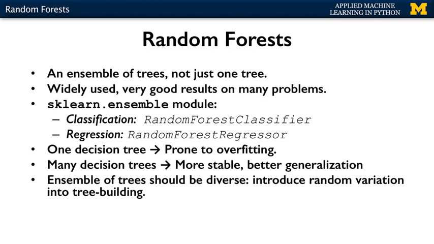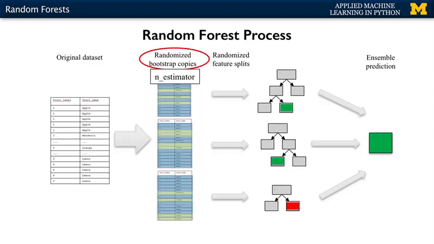Again, as the name would suggest, this difference is accomplished by introducing random variation into the process of building each decision tree. This random variation during tree building happens in two ways. First, the data used to build each tree is selected randomly. And second, the features chosen in each split test are also randomly selected.